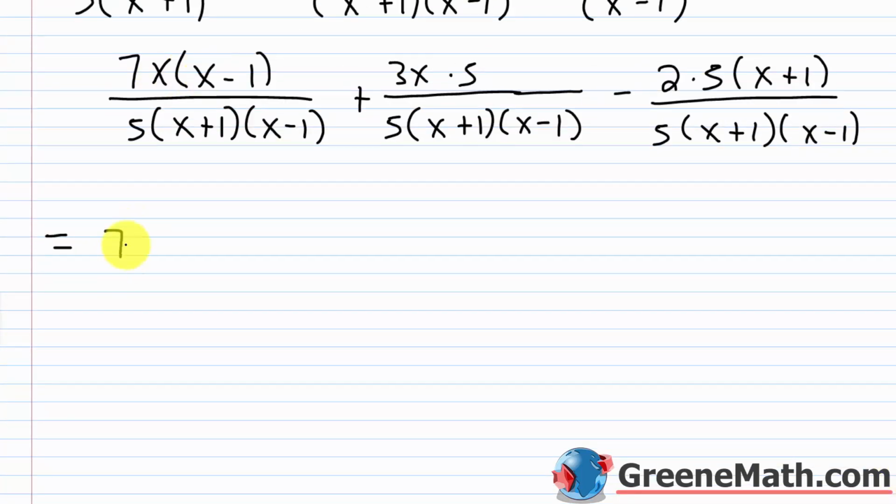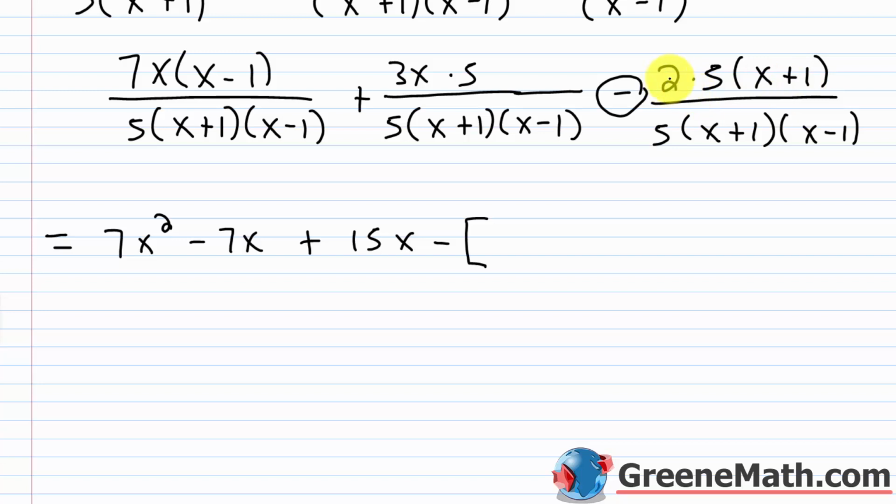7x times x, which is 7x squared. Then 7x times negative 1 is minus 7x. And then plus 3x times 5 is 15x. Now you have this minus here. Whenever you're subtracting away something like this, again, just put a bracket out in front just to remind yourself that you've got to subtract away everything, right? You're subtracting away each term from this guy.